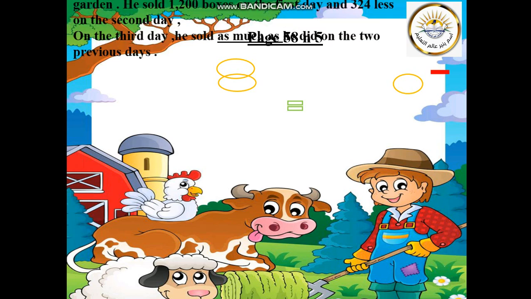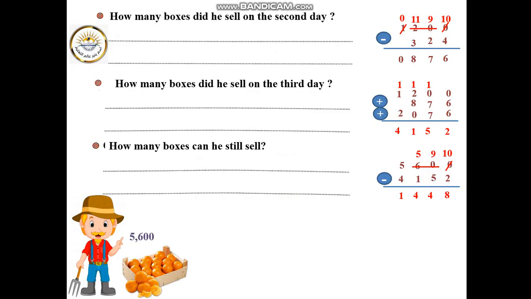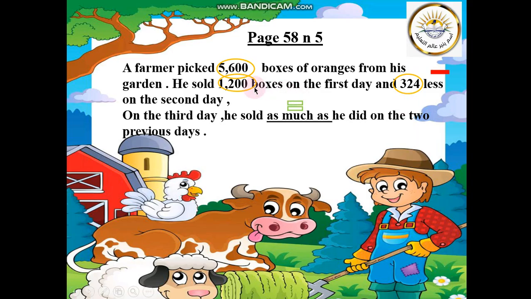First of all, let's read carefully the question. A farmer picked 5,600 boxes of orange from his garden. So how many boxes of orange did he pick? He picked 5,600 boxes, so we circle this number. He sold 1,200 boxes on the first day, so on the first day of selling, he sells 1,200 boxes. We circle this number.